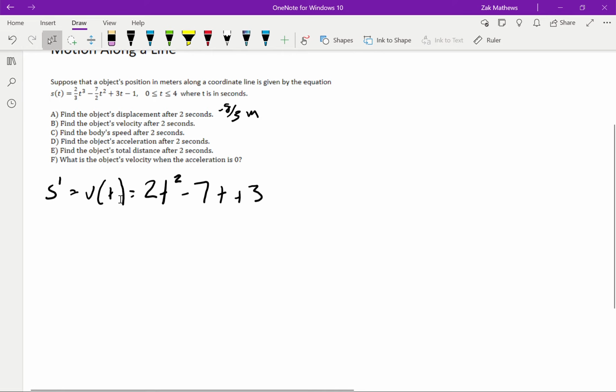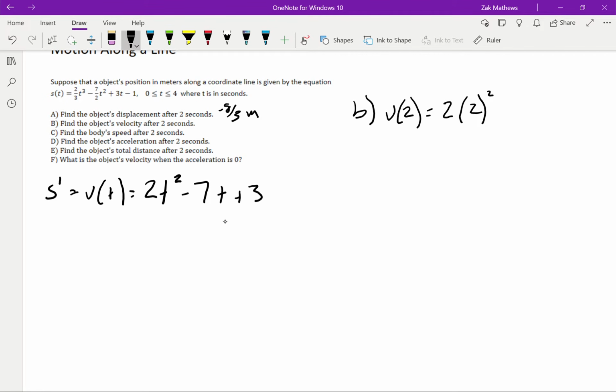So there is my velocity for this problem. I want to know in B, what is the object's velocity after 2 seconds? So I'm going to plug this 2 into my new equation. We'd have 8 minus 14 plus 3. -6 plus 3 would give us -3. Velocity, what is our unit on this? Well, we probably know from just speeds, we travel in miles per hour, meters per second, whatever the situation would be. And here we do have meters per second.